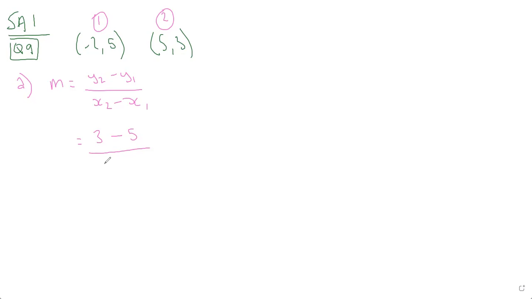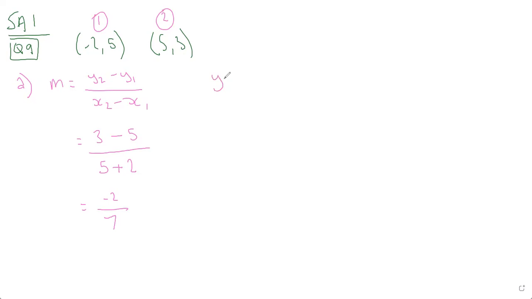And then on the bottom, x2 is 5 minus negative 2. So I turn it into a plus. So that means I have 3 minus 5, which is negative 2 over 7. All right, seems slightly annoying, but that's okay. We can manage this. All right, so then I have to find the equation.